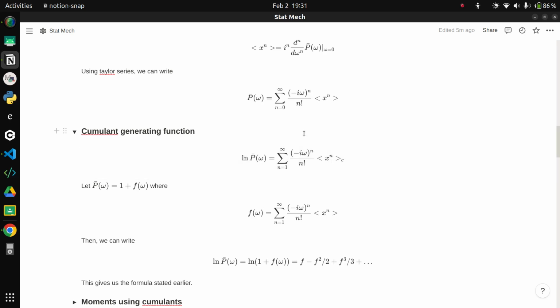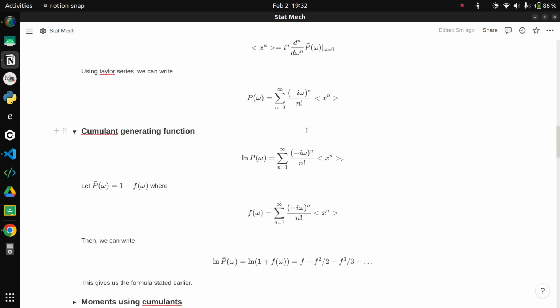But these new coefficients for the natural log of p of omega, instead of the expected value of x to the n, the nth moment, are given a new name. It's called the nth cumulant. So this small c over here represents a cumulant. The nth cumulant is the coefficient that occurs in the cumulant generating function, and that is in fact the definition of the cumulant. For now we just think of it as some sort of coefficient, nothing too complicated about that.